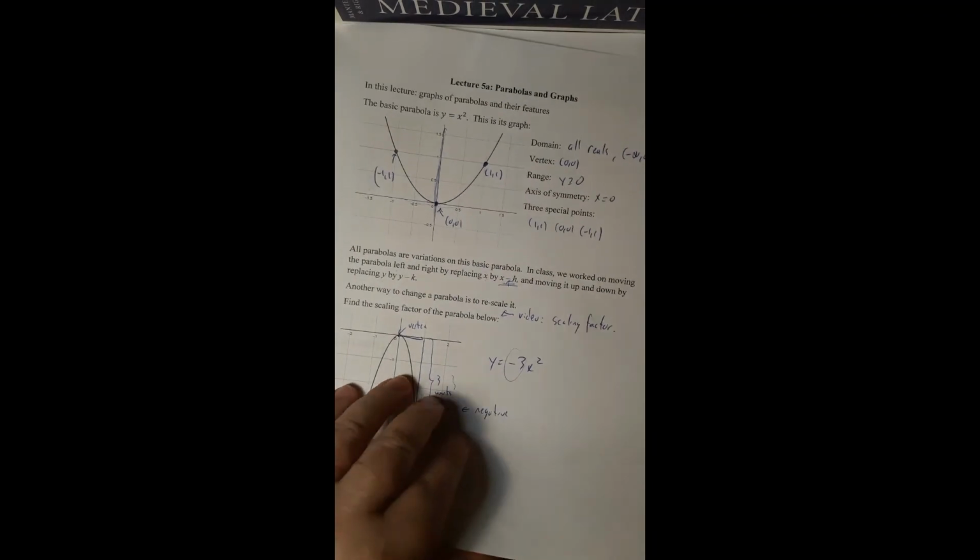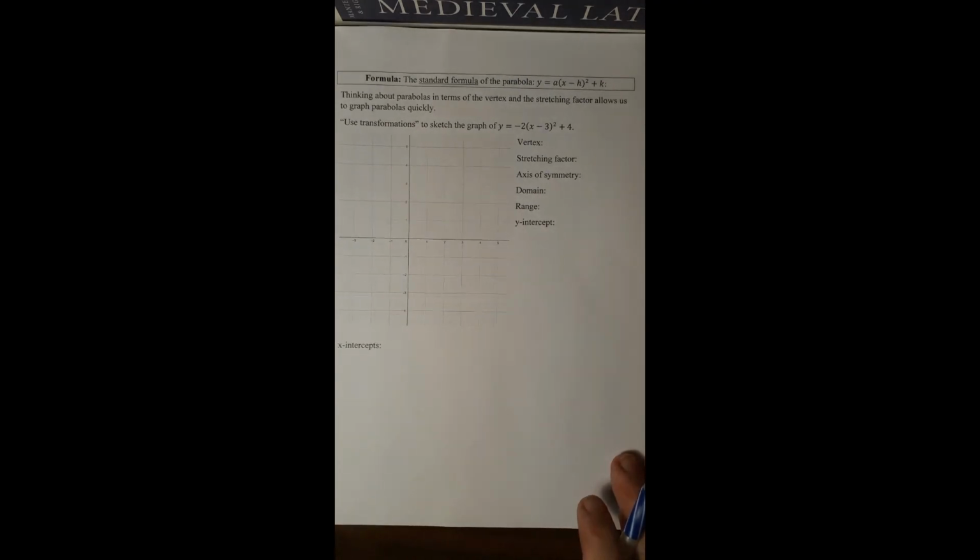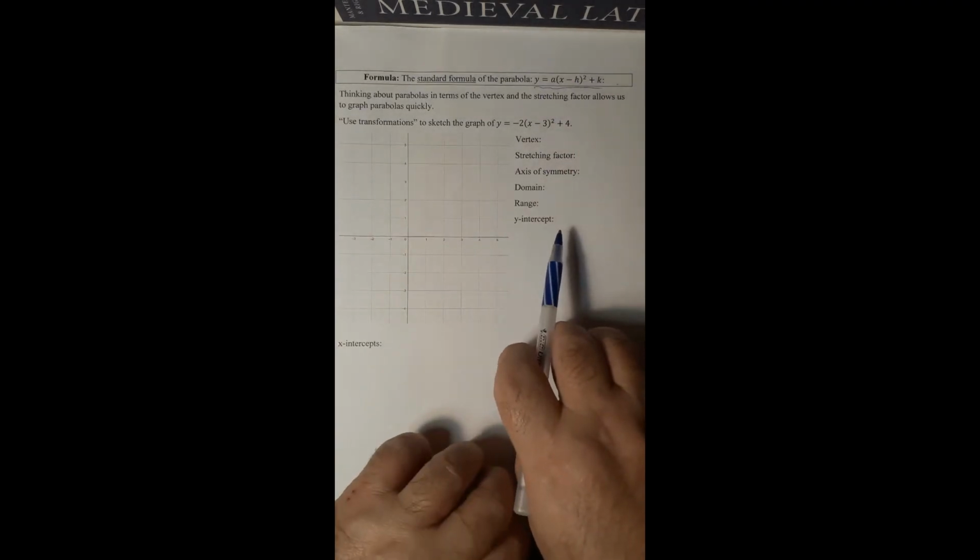Okay, so the standard formula for a parabola then is this formula: y equals a(x minus h) squared plus k.